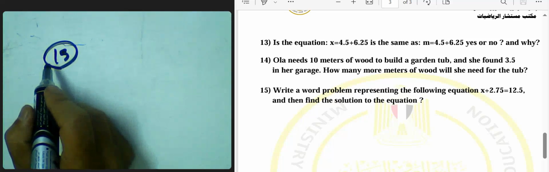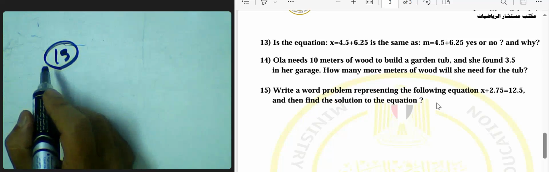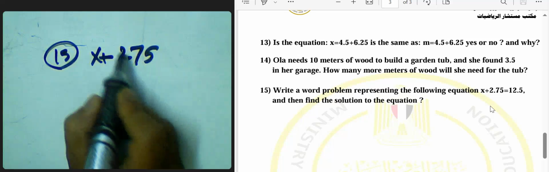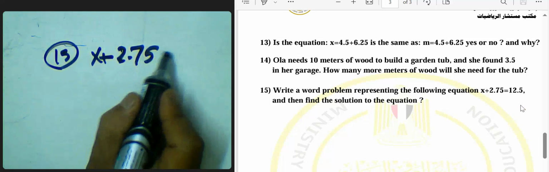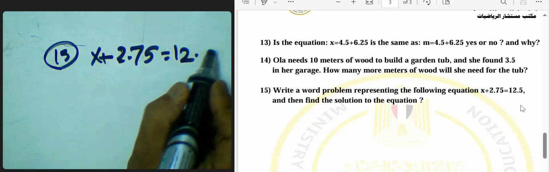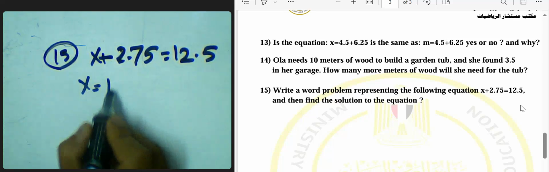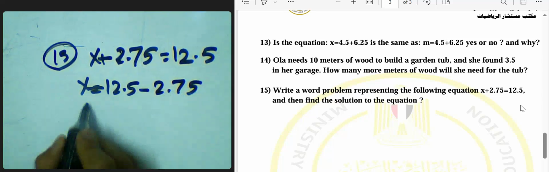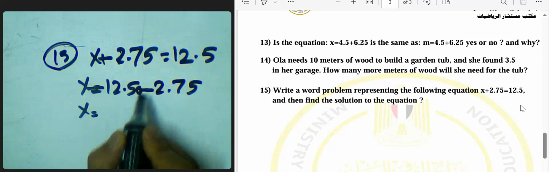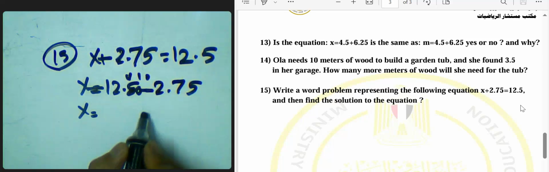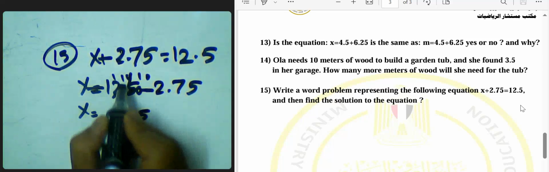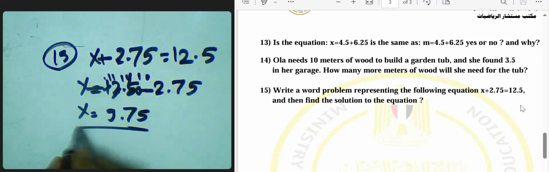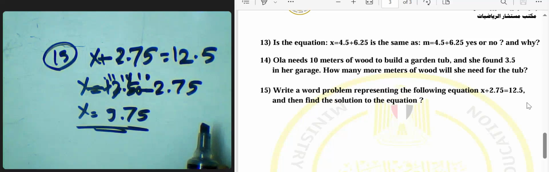Question 15. Write a word problem representing the following equation: x plus 2.75 equal 12.5. To find the value x equal 12.5 subtract by 2.75. So the value x, put 0 here, it will be 10. 10 minus 5 will be 5. Number 1, 14 minus 7 equals 7. And 11 minus 2 it will be 9. The value of x here will be 9 and 75 hundredths.